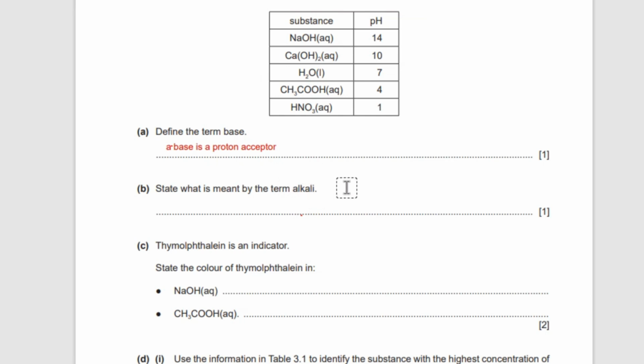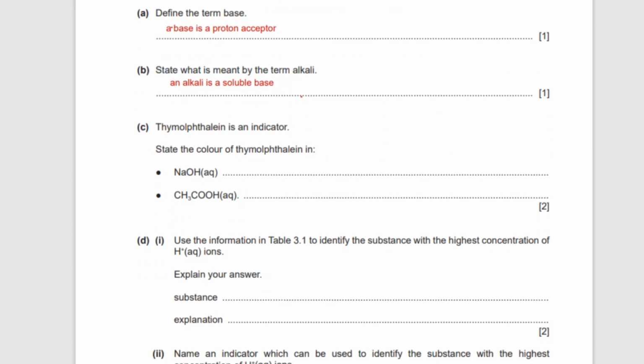Hydroxides of group 1 metals are good examples. So we are looking at sodium hydroxide, potassium hydroxide, rubidium hydroxide, and so on. Okay, so here we are defining an alkali. An alkali is a soluble base. So a base that you put in water and dissolves is referred to as an alkali.